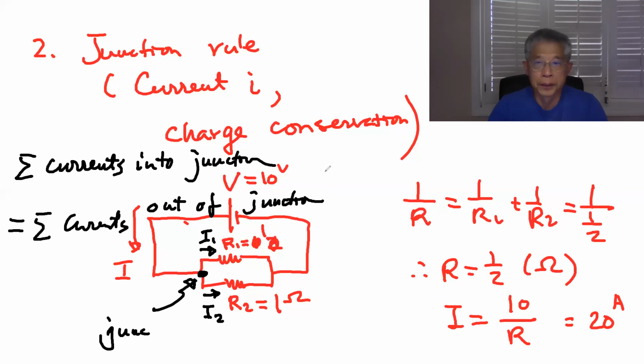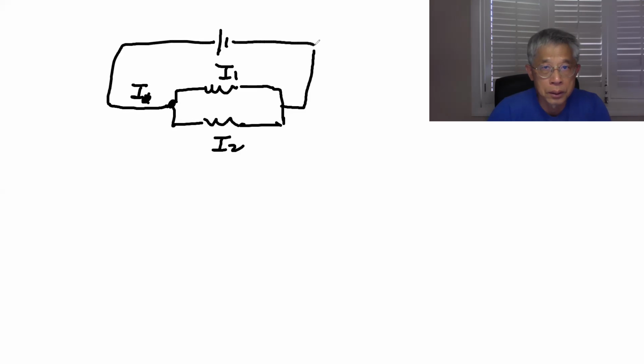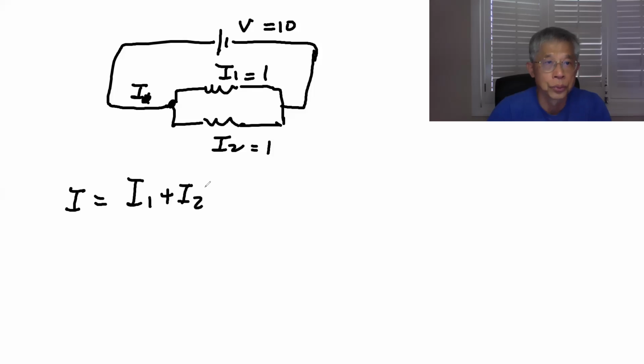Okay, all right. So I'm gonna erase it, and we will do that example. So basically, we pick this junction here, and we call this one I. And we have this one here, we call that I1, and here's I2, okay? And then come back. This is V equal to 10, and this is equal to 1, this is equal to 1. So we're saying that I is equal to I1 plus I2, right?